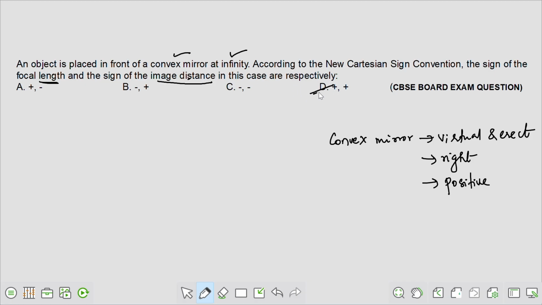So option D. Why? Because a convex mirror always forms a virtual and erect image, and it is formed on the right side of the mirror. Whenever you see virtual and erect, it is always on the right side of the mirror, or behind the mirror. Only virtual images are formed behind the mirror, and all distances are measured from the pole. From the pole towards the right is taken as positive. So in this case, both focal length and image distance are positive.